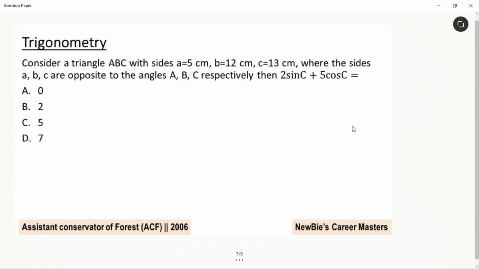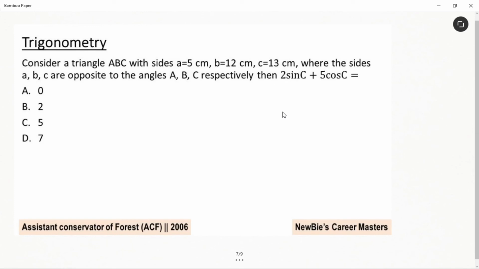Second question from the trigonometry. Consider a triangle ABC with the sides a 5 cm, b 12 cm, c 13 cm, where the sides a, b, c are opposite to the angles A, B, C respectively. Then what is the value of 2 sin C plus 5 cos C?